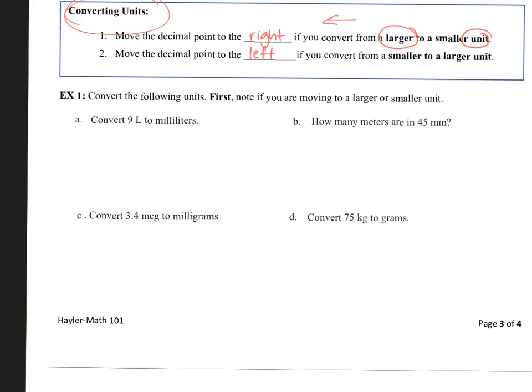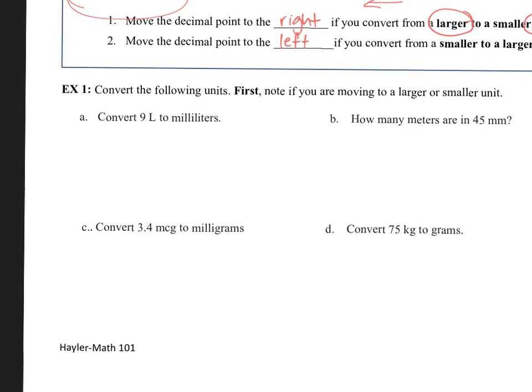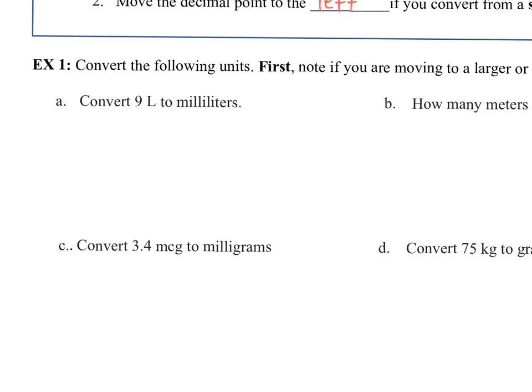So for example 1, we're going to convert the following units. And first thing I want us to notice is if we're moving from a larger unit to a smaller unit. So for part A, converting 9 liters to milliliters. Well, we're going to be converting from a larger unit to a smaller unit. So to do this, I'm going to go ahead and set up a proportion. First off, note, I want to know how many milliliters. So this is going to be my variable x, because I don't know how many milliliters I have.